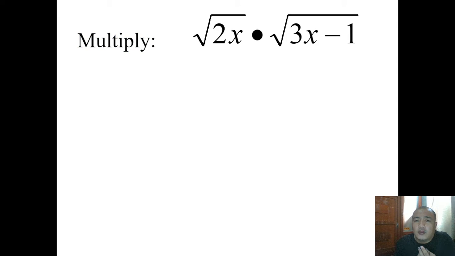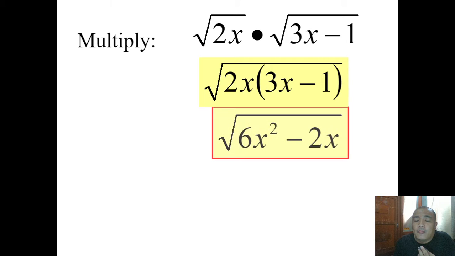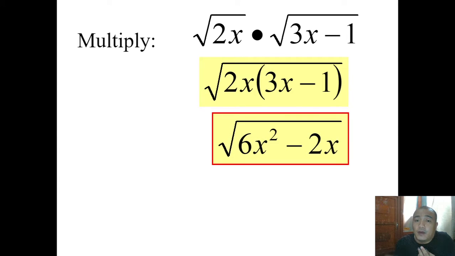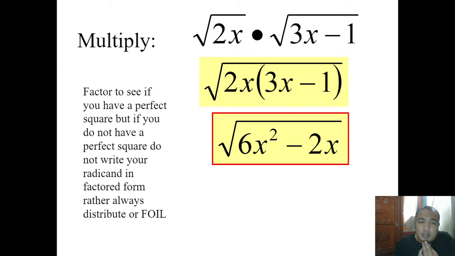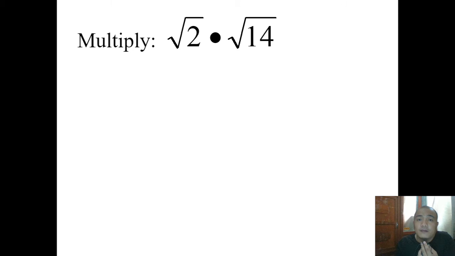What about this? Square root of 2x times square root of 3x minus 1. What's your answer? Of course, we're going to multiply 2x by the binomial 3x minus 1. And then, by distributive property, square root of 6x squared minus 2x is the answer. It's the product of square root of 2x and square root of 3x minus 1. Next, factor to see if you have a perfect square, but if you do not have a perfect square, do not write your radicand in factor form. Rather, always distribute or FOIL.